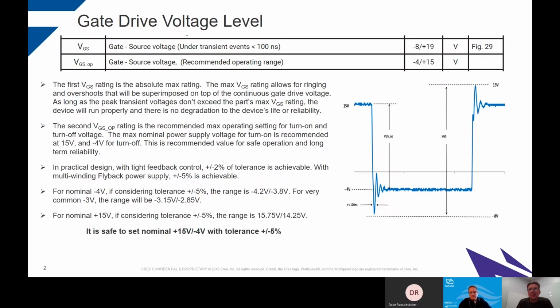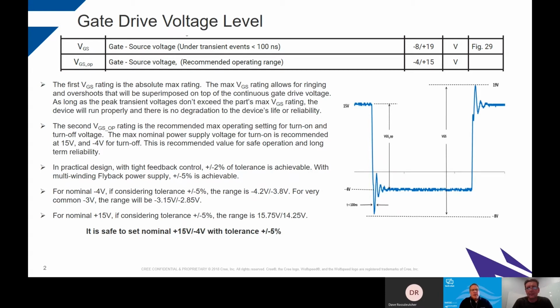So first things first, look at the data sheet of any silicon carbide MOSFET, Wolfspeed MOSFET or anyone else's, because the data sheet will clearly say what the gate drive operational and maximum limits are. This slide here shows our generation 3 MOSFETs, which has a 15 volt positive continuous gate drive and a -4 negative continuous. But on top of that, because we realize there is noise and ringing, we allow up to a 19 volt transient positive and down to a -8 volt transient for negative.